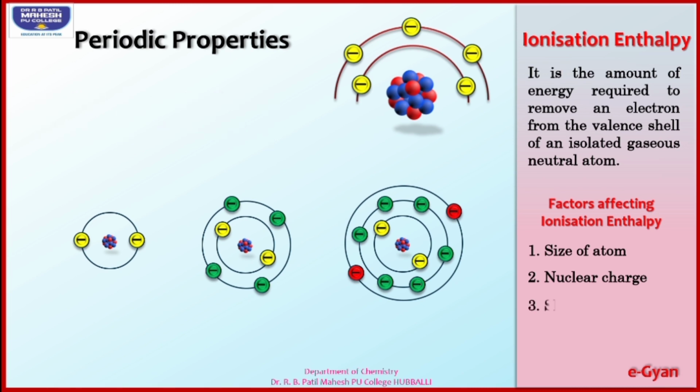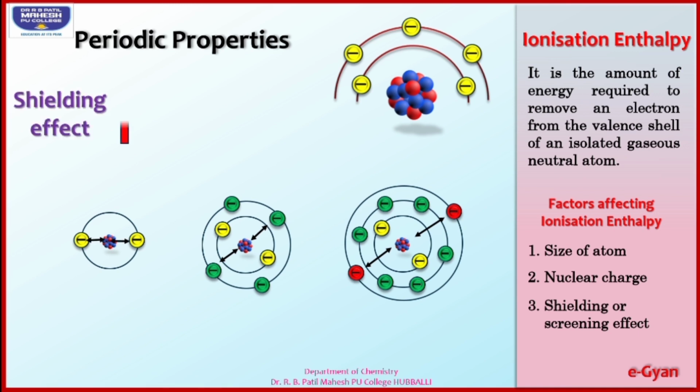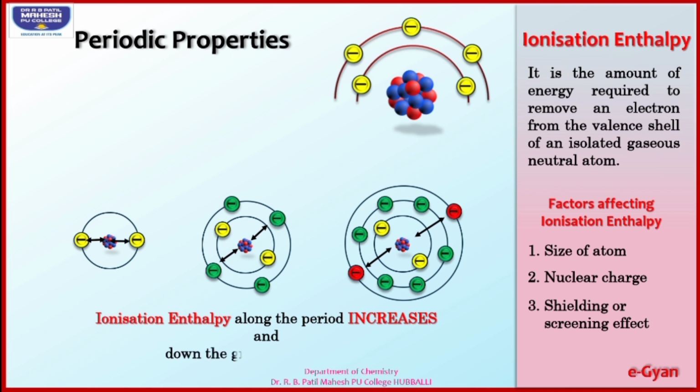Moving further, third factor which is going to affect the ionization enthalpy is shielding or screening effect. Due to the presence of inner orbit electrons, the outer orbital electrons experience less attraction by the nucleus. As shielding effect increases, ionization enthalpy decreases. We learn the trend. Ionization enthalpy along the period increases because atomic size decreases, and down the group it decreases because atomic size increases.